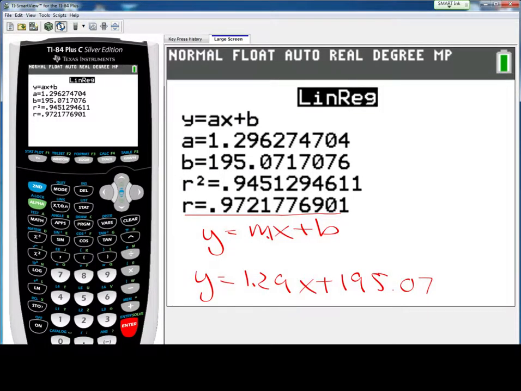So from this screen, you should be able to get two things. Hope you're picking this up. From this screen, you should pick up two things. The equation, which is called the regression line, and the R, which is the correlation coefficient. Okay? Questions on that?